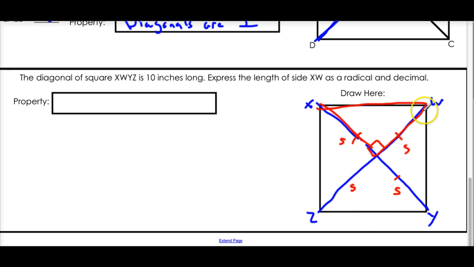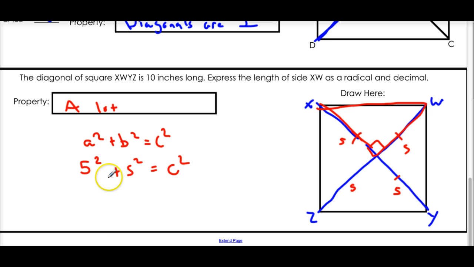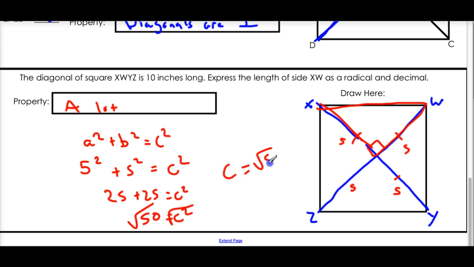Well, now I have a right triangle, and I know 2 of the sides, and I just want to find the last side. So to do that, I just have to set up, sorry, the properties, there's just a lot of them. To do that, I'm just going to have to set up my equation, and that's a squared plus b squared is equal to c squared. In this case, I know that my two sides are 5. That gives me 25 plus 25 is equal to c squared, and 50 is equal to c squared. So c is equal to the square root of 50.